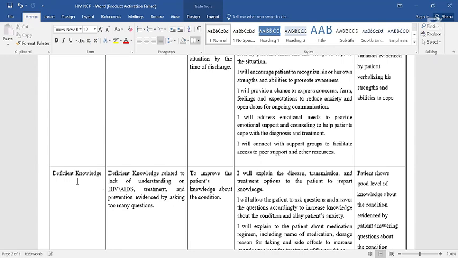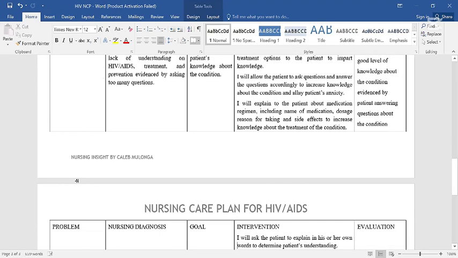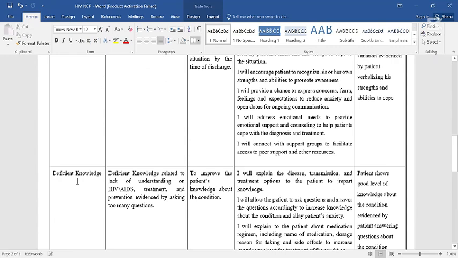So you find that the patient will not have enough knowledge about the condition, therefore, they will be asking more and more questions. Okay? The goal is to improve the patient's knowledge about HIV and AIDS about the condition throughout hospitalization. So you have to put throughout hospitalization.